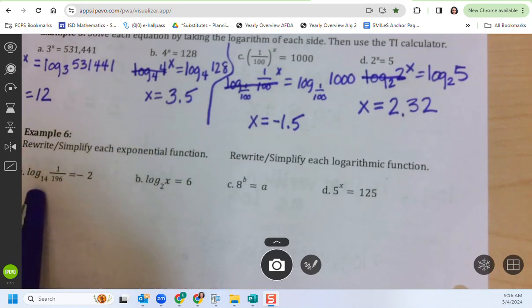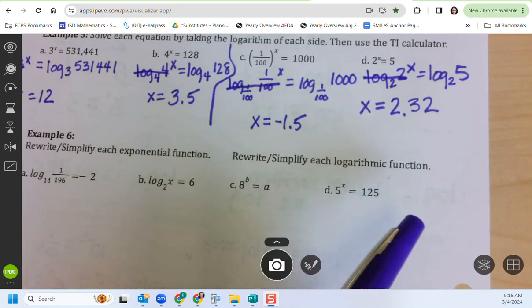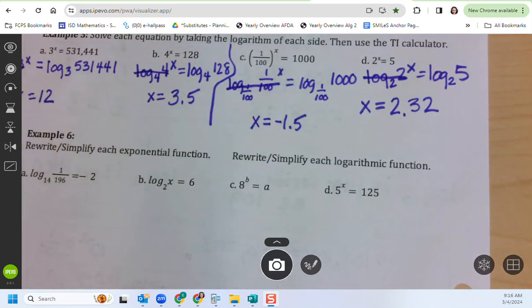If it's a logarithm, write it as an exponential. If it's an exponential, rewrite it as a logarithm. I think I wrote these backwards. Okay, thanks. Okay, let's see how you did.